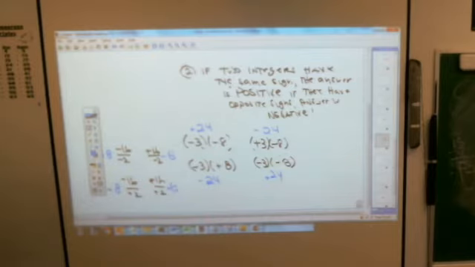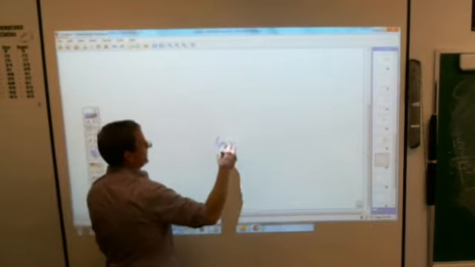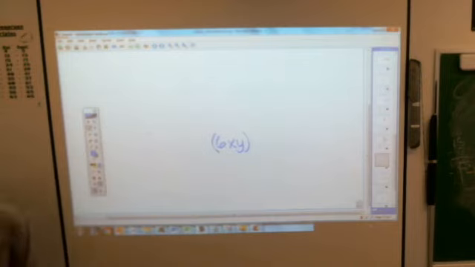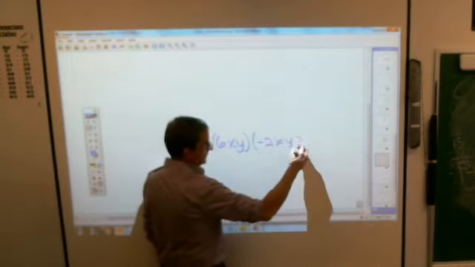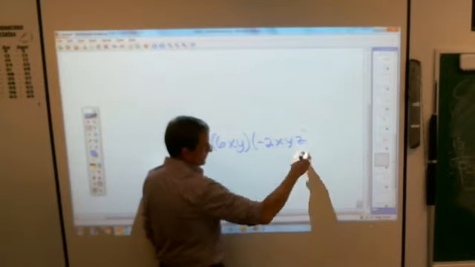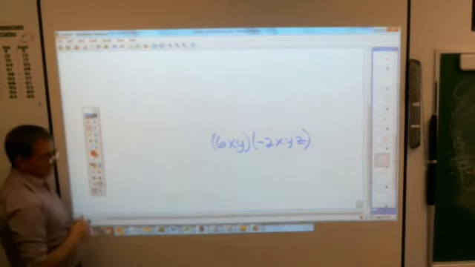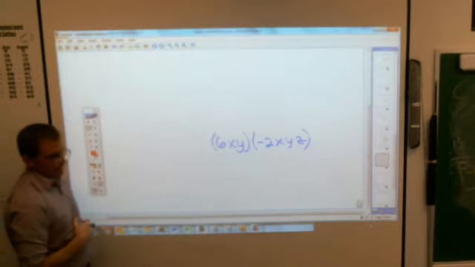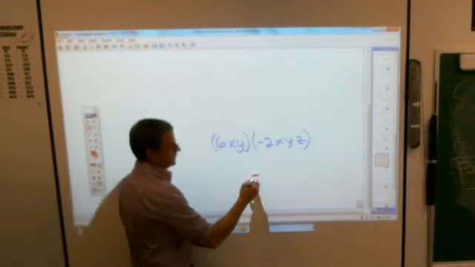Let's take a look at this. Another couple harder examples. Let's say you have 6xy times negative 2xyz. The first thing you should figure out, is your answer going to be negative or is it going to be positive? Do they have the same signs or do they have opposite signs? One is negative, one is positive, so your answer is going to be negative, and then you're just multiplying.